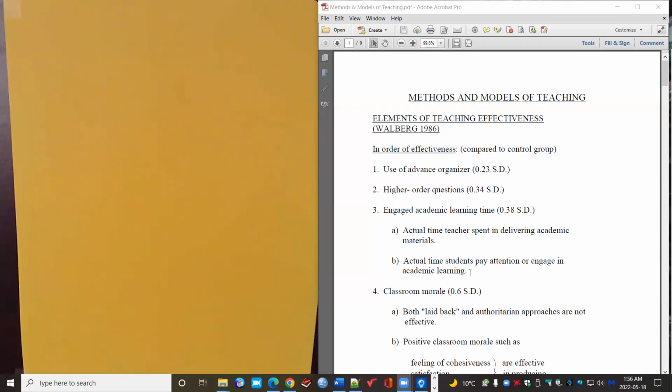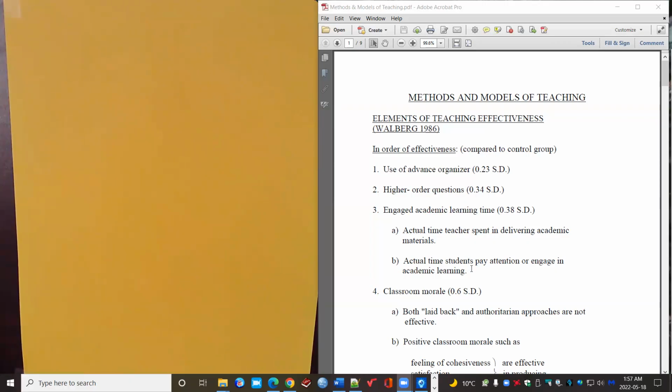And regarding students, students may learn to put on a good face, but in fact, they are daydreaming. Right? We do that, is that right? When I was a student, I did that too. I assume you do that too, is that right? Anyway, so that's what engaged academic learning time is. So it has two perspectives. One is from the teacher's perspective, another from the student's perspective.